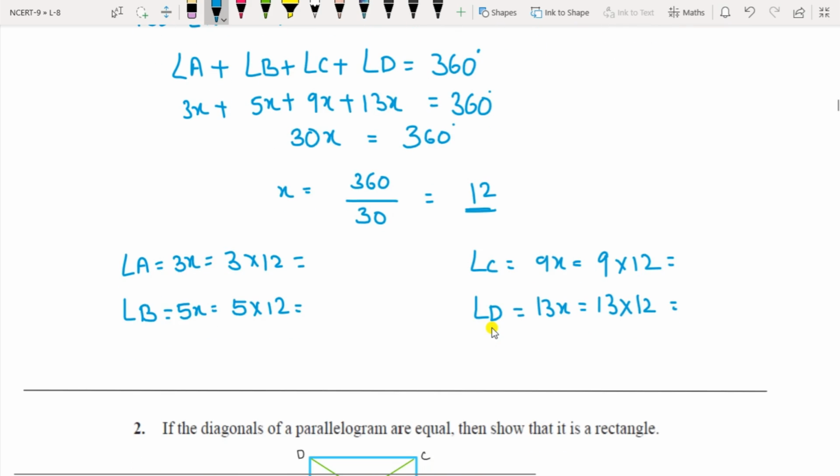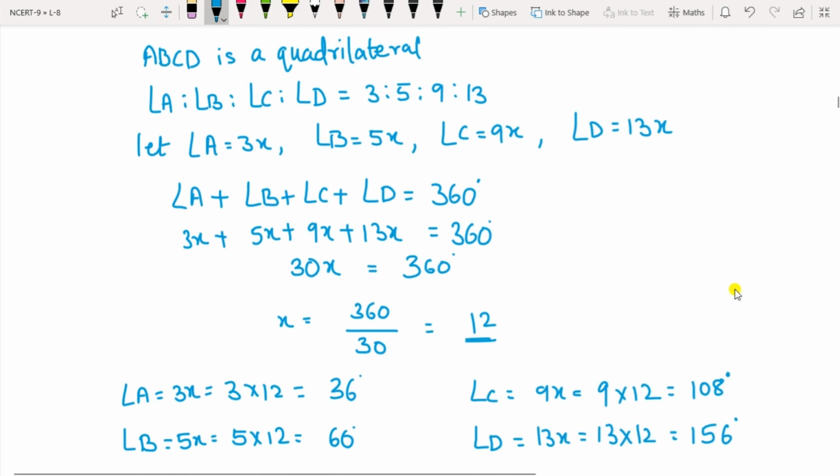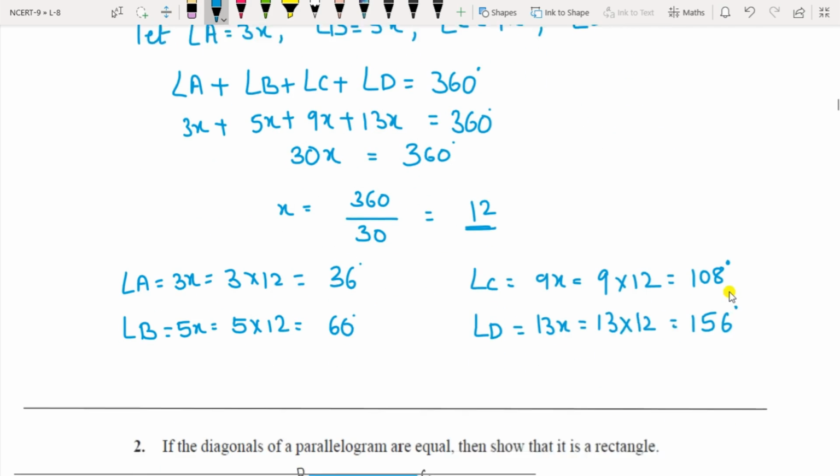So find each of the angles here. A will be equal to 36 degrees, B equal to 60 degrees, C is 108 degrees, and this will be 156 degrees. Okay. So this is the way to solve question 1.